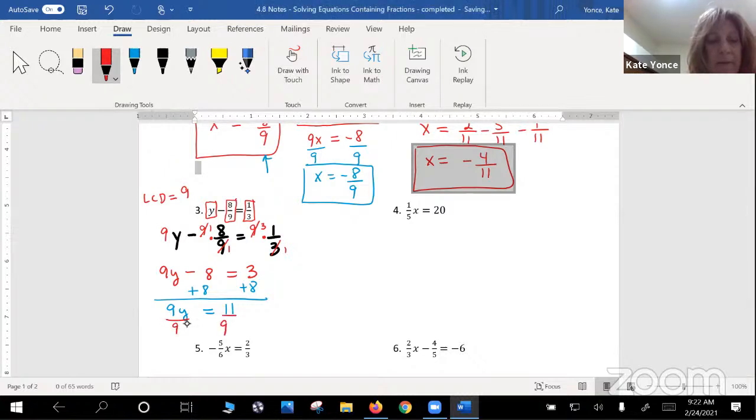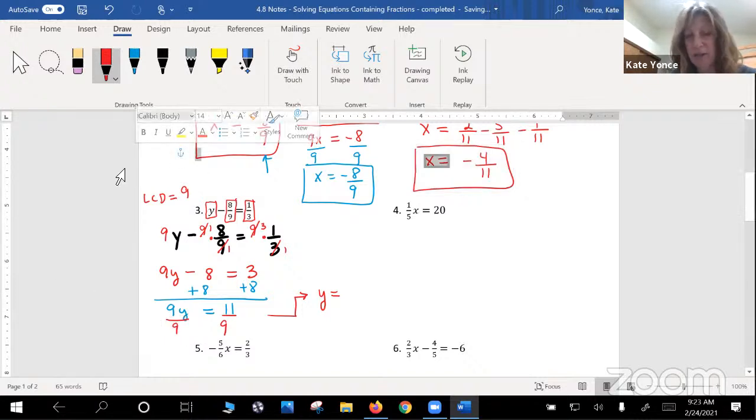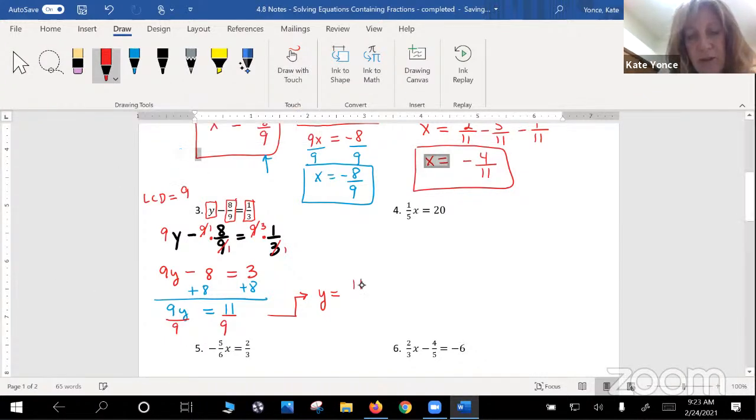So what's our answer then? Doesn't 11 divided by 9 you'd be like a decimal? Yeah, so we won't turn it to a decimal. If you ever get a fraction, you just have to check that it doesn't need to be reduced, but 11/9 can't be reduced, so we'll just leave it. So y equals 11/9. Any questions about multiplying out that LCD? Nah, I'm good. You're getting it?